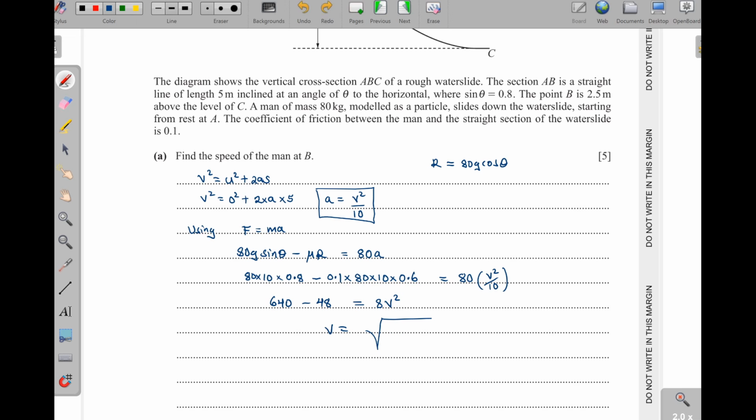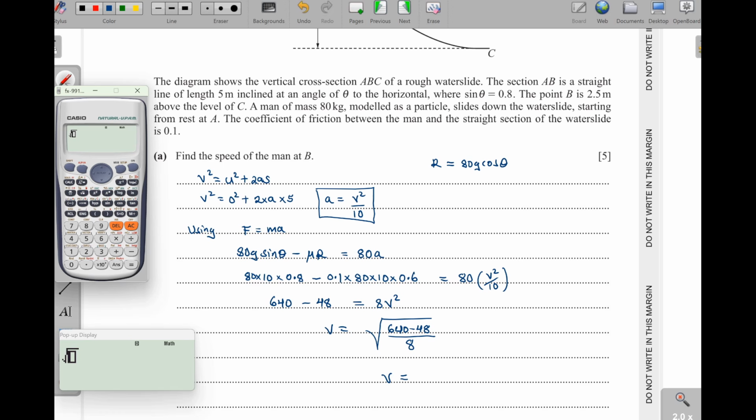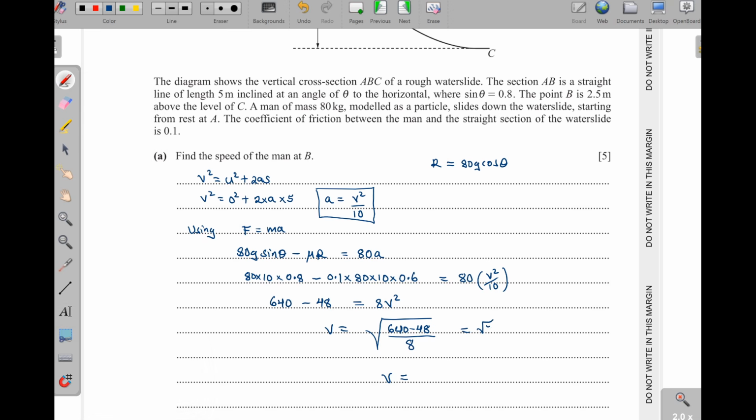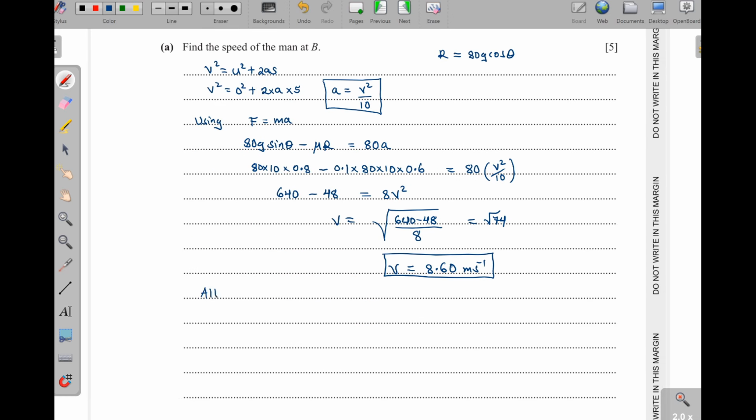640 minus 48, then we divide by 8. So what will be our answer here? Square root of 640 minus 48, then out of 8, that is root of 74, which is 8.60 meters per second. As simple as that. Now, alternatively, we can use the energy method.